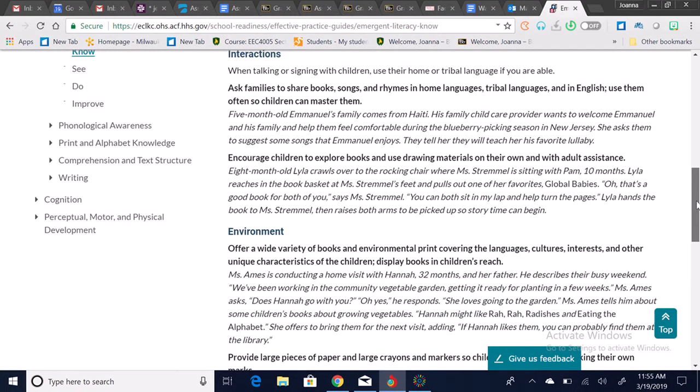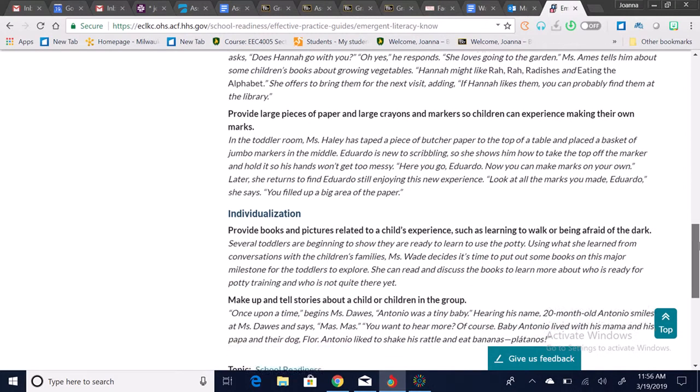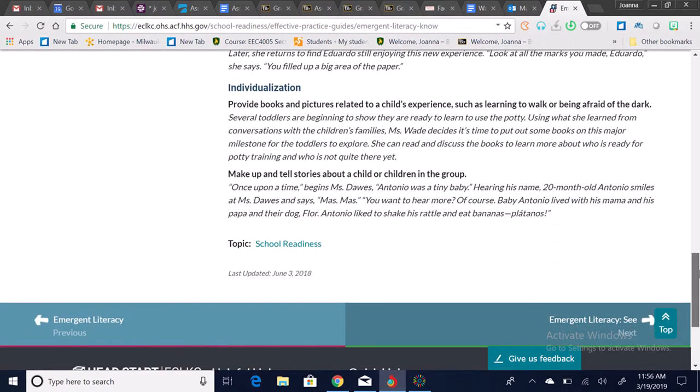There are then some teaching practices that are laid out here to sort of give you a sense of what that looks like. And again, because Head Start is a program that supports children and families both in classroom settings as well as home-based settings, you will see some information around home visiting. There's information about the environment and individualization, right?